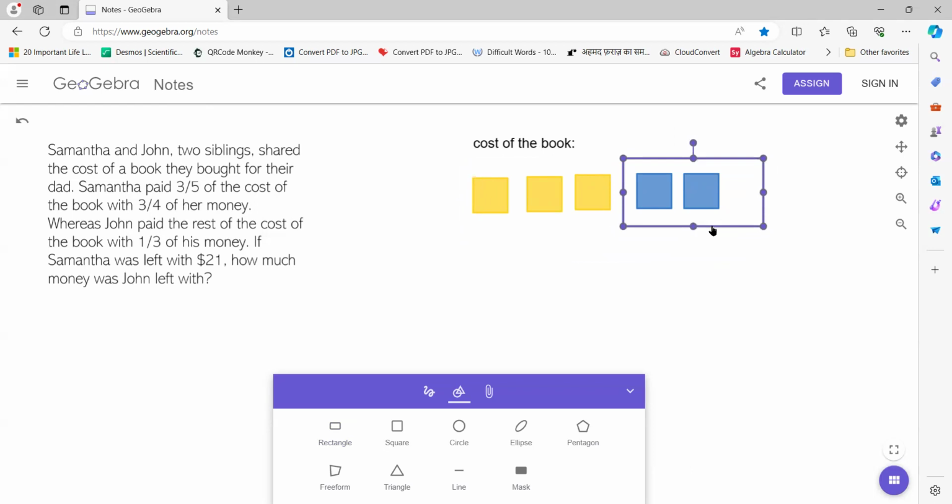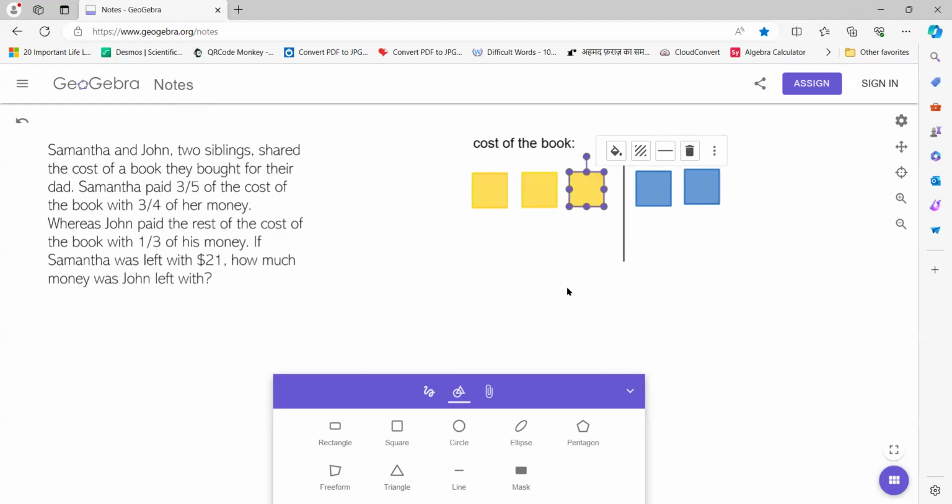Now, let's put a vertical line between the two. So we're going to look at Samantha's money. Samantha is paying the money represented by the yellow squares, and John is paying the money represented by the blue squares. Okay, what else do we know? Well, they're saying that Samantha paid three-fifths of the cost of the book with three-fourths of her money. So these three squares represent three-fourths of Samantha's money.